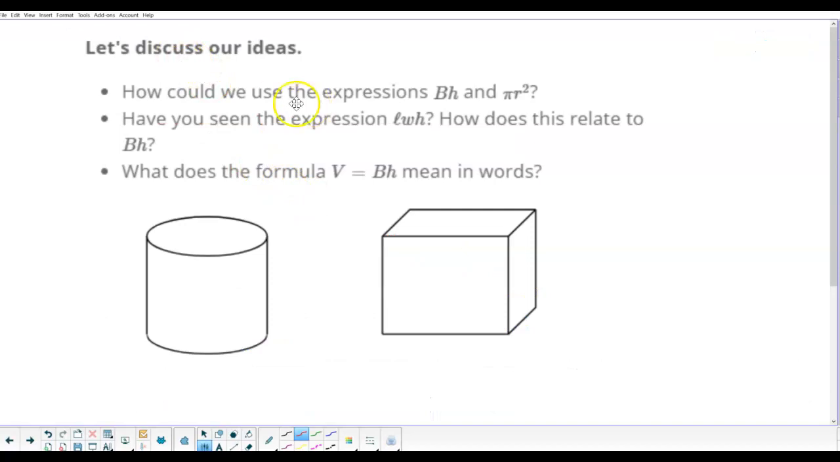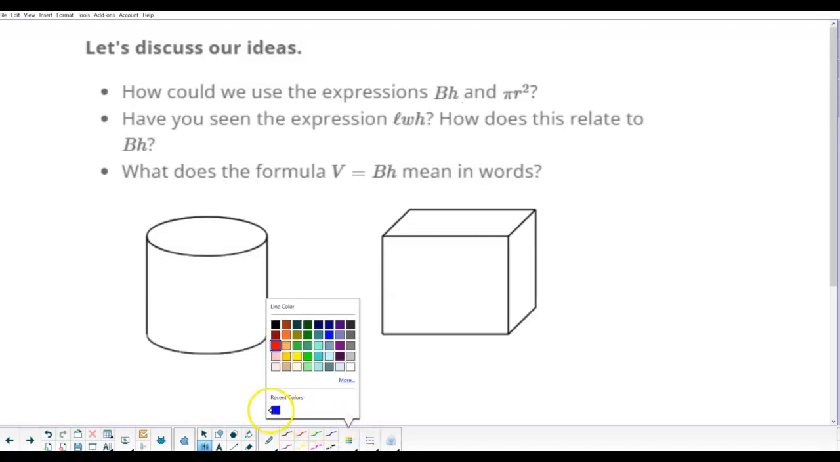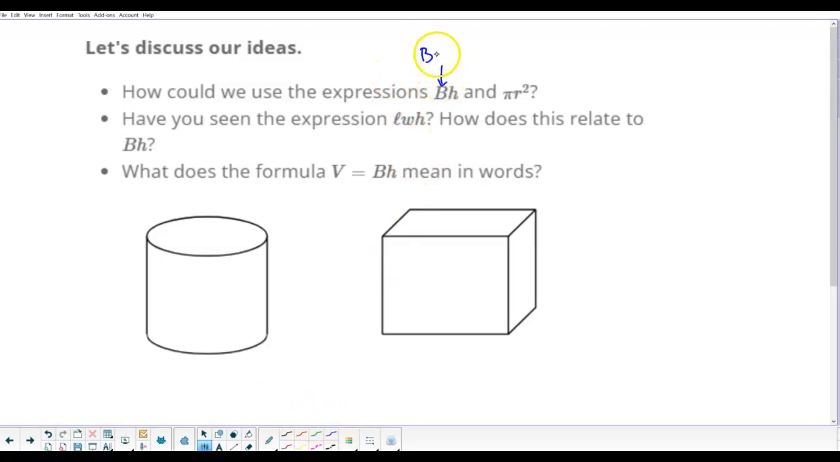All right, so let's discuss our ideas here. We talked about the base times the height. Now, when we say base, we have to be really careful here. We have an expression with a capital B, and we would just want to make sure that you're all kind of aware of the notation here. So capital B is referring to the area of the base itself.